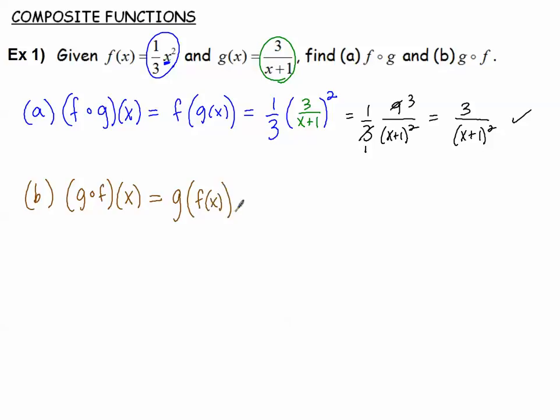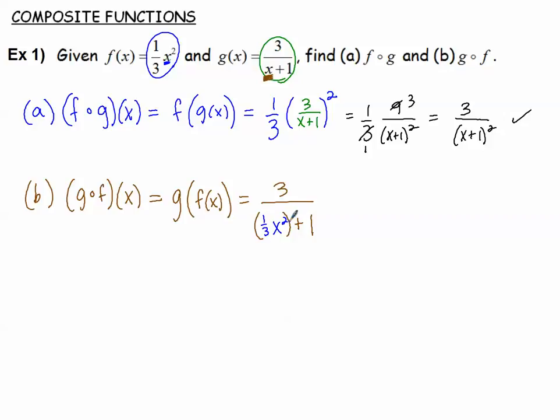That means I'm taking the function g and I'm plugging into it what f of x is. So wherever there is an x in the g function, I'm going to leave that out and put parentheses there instead, plus 1. In place of where that x was, that I left a blank for, I'm putting in that f function, the 1/3 x squared.